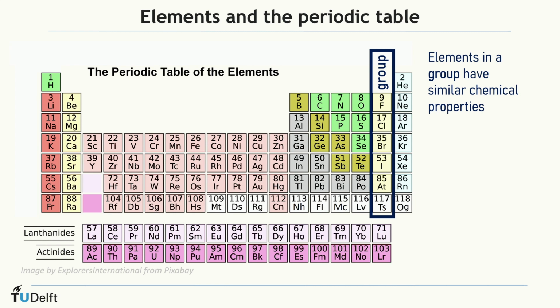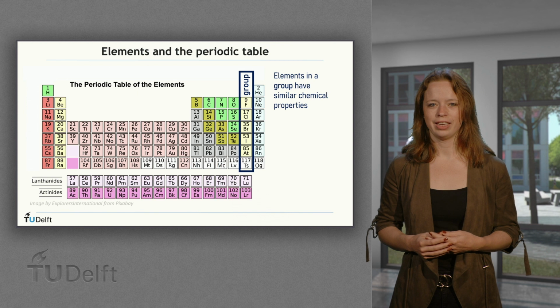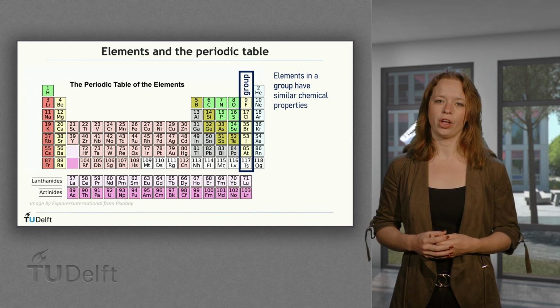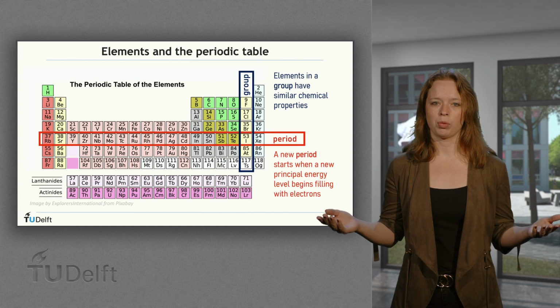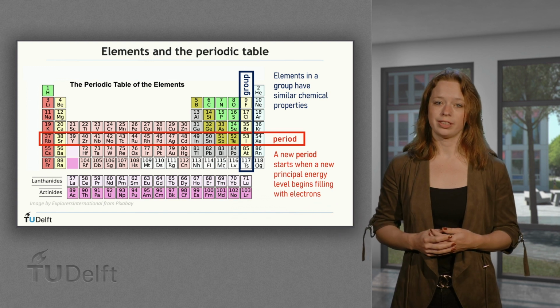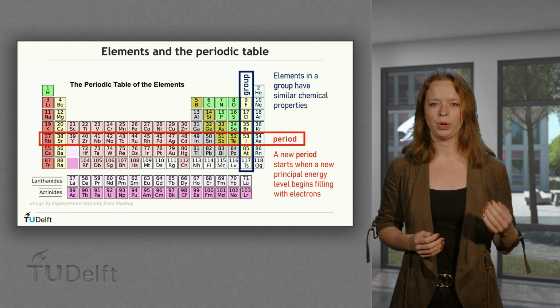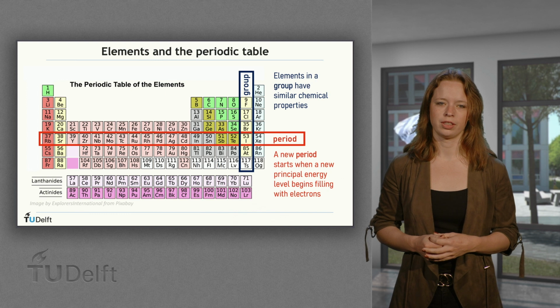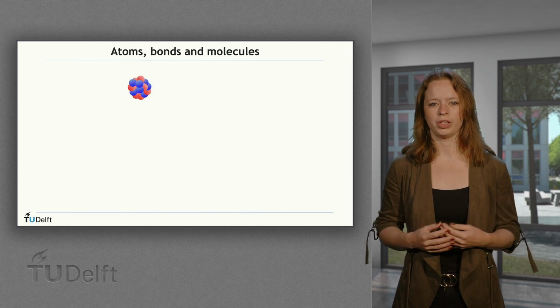The place of an element on the periodic table gives quite some information about that element. For example, every column of the periodic table, which we call a group, shows elements with similar chemical properties. There are in total 18 groups on the periodic table. The horizontal rows are called periods. There are 7 of them in total, and each element in one period has the same number of principal energy levels, or electron shells. Now let's take a look at how atoms group together to make molecules.